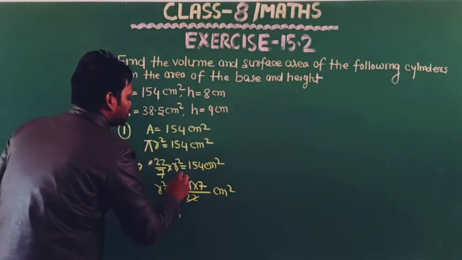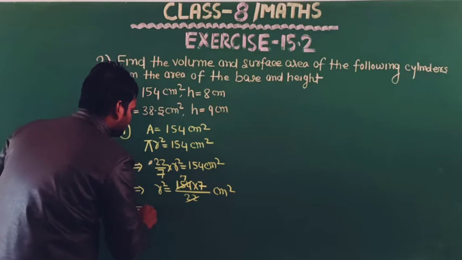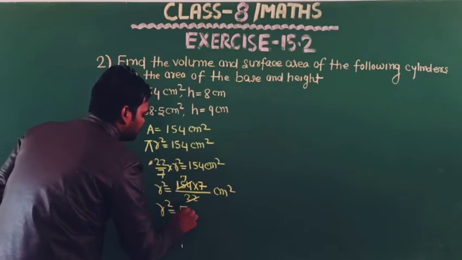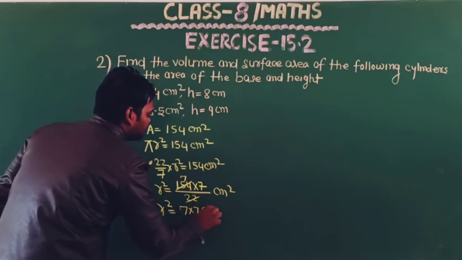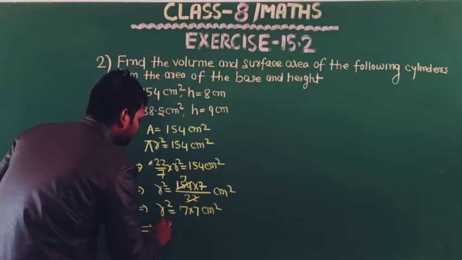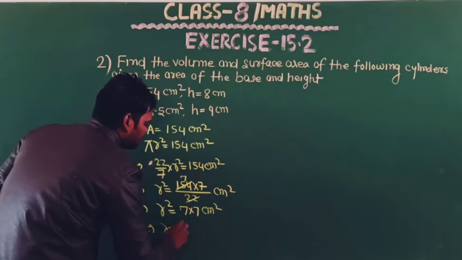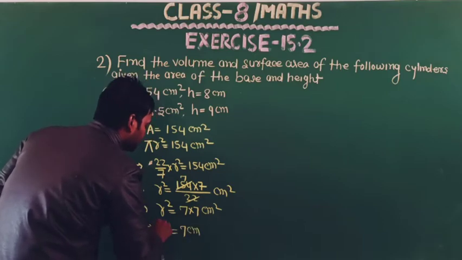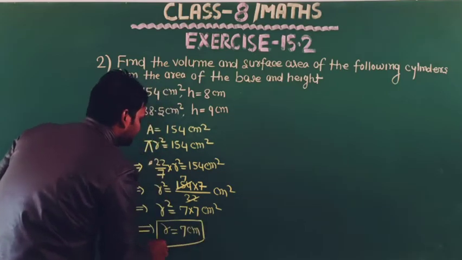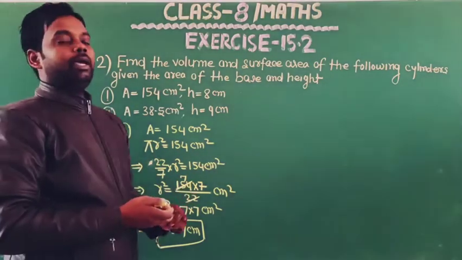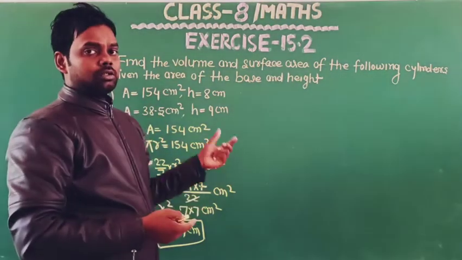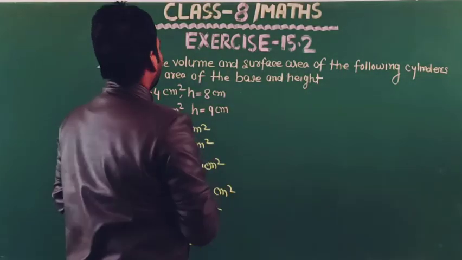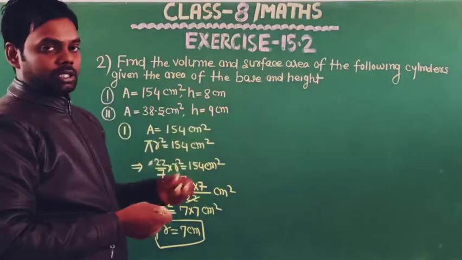154 divided by 22 is 7 times. So from the next line, the value of r square will be 7 into 7 centimeter square, and the value of r after simplification is 7 centimeter. This is the radius we found when the area of the circular base is given as 154 centimeter square. Now I will find its volume and surface area.